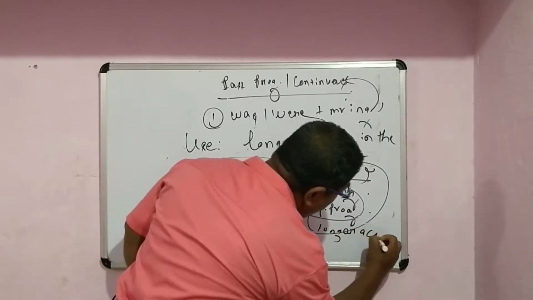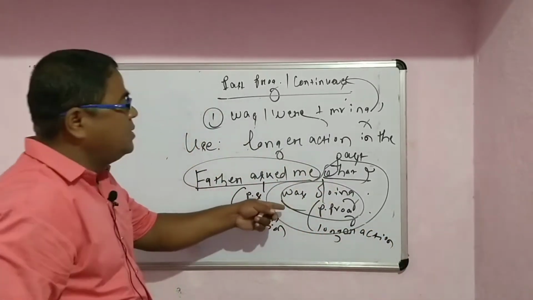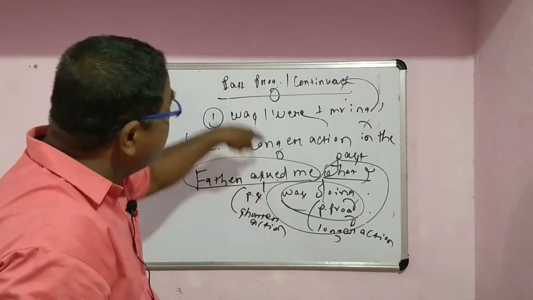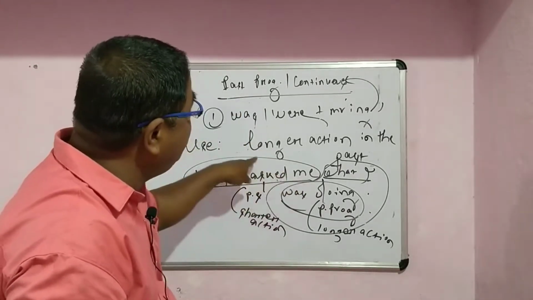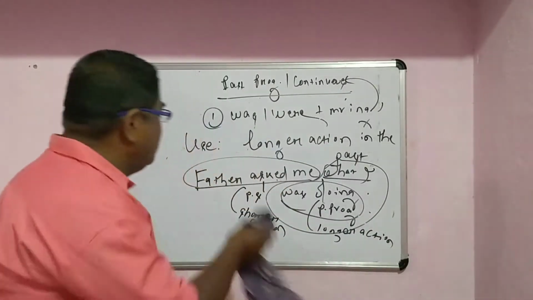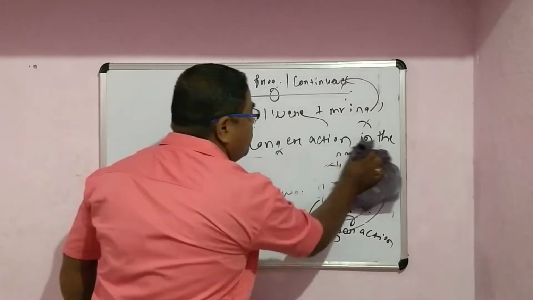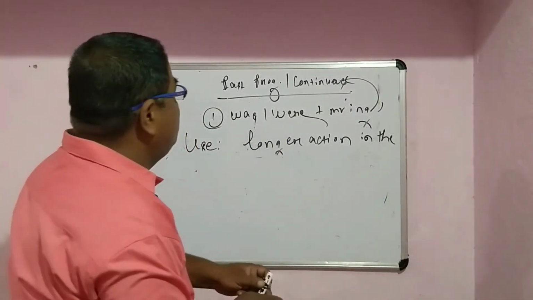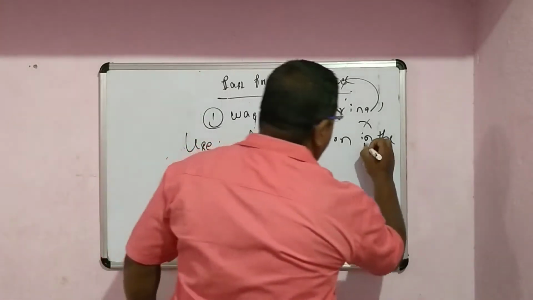So simply know, when some action continued for a longer period in the past, we show it through the past progressive. This is the example. Another example I am just going to give you. But one thing you just remember, past progressive is used for the longer action in the past.